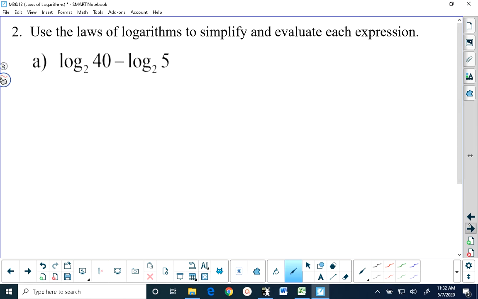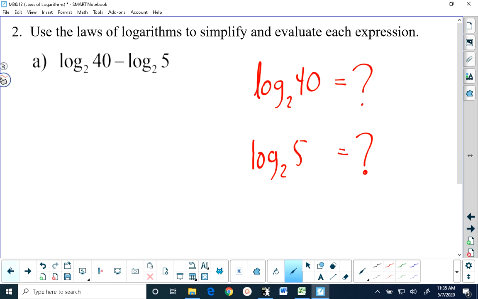All right, number 2 asks us to use the law of logarithms to simplify and evaluate each expression. Now, I want to point something out to you. If I said to you, what is log base 2 of 40? And what is log base 2 of 5? Now, the problem here is you can't figure out what log base 2 of 40 is. Log base 2 of 40 is the exponent to which you raise 2 to get 40. And since 40 is not a power of 2, you can't figure it out. And the same goes with log base 2 of 5.